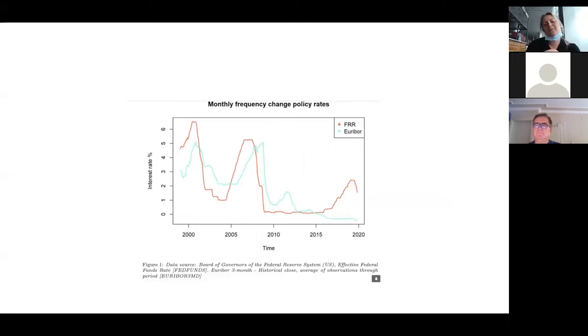This is just a little chart to show how the two interest rates move with each other. The red line is the federal funds rate, and the blue line is the Euribor rate, and we see a very clear pattern. Of course, after 2010, most interest rates reach the zero lower bound. But we see that especially when the Federal Reserve goes up, so does the Euribor.